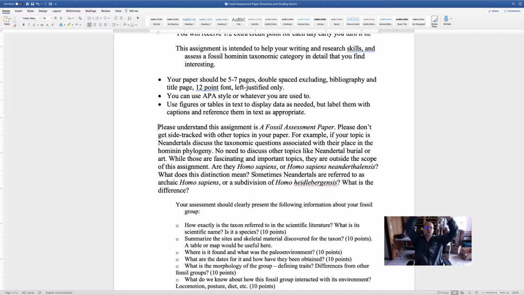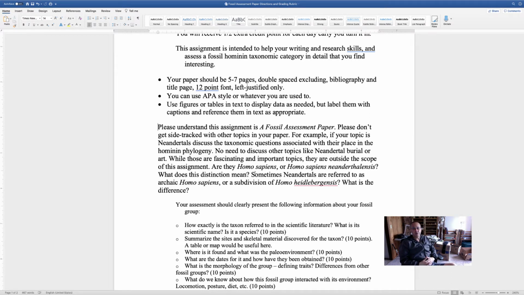But I want you to understand this is a fossil assessment paper. I'm going to say that again. This is a fossil assessment paper. We've talked a lot about taxonomy in this class, the science of classification. And you've heard all kinds of species names thrown at you and is this one species or two species, this or that? Where does this fit into the larger human phylogenetic lineage? And that's what I want you to focus your paper on.